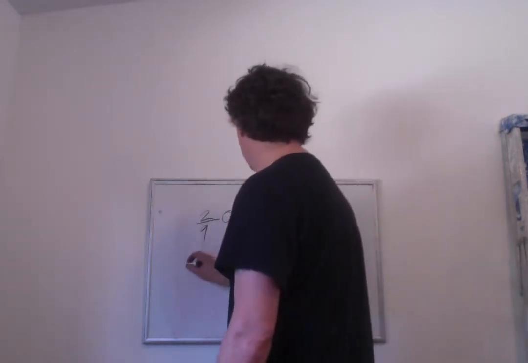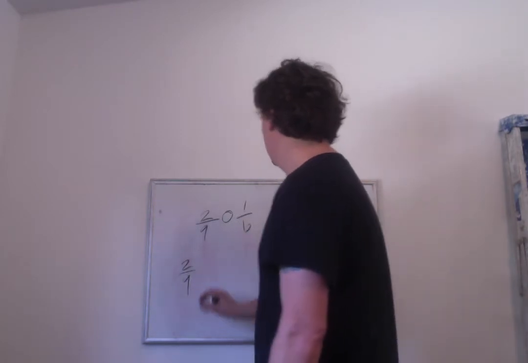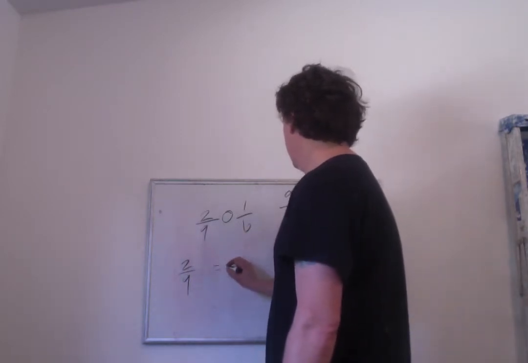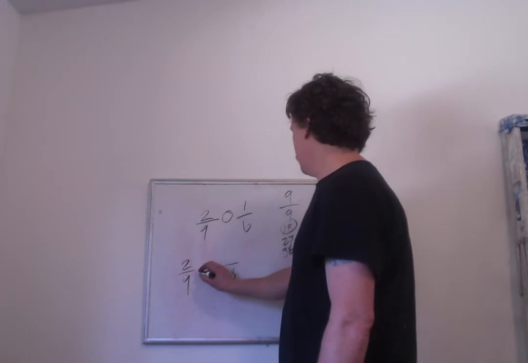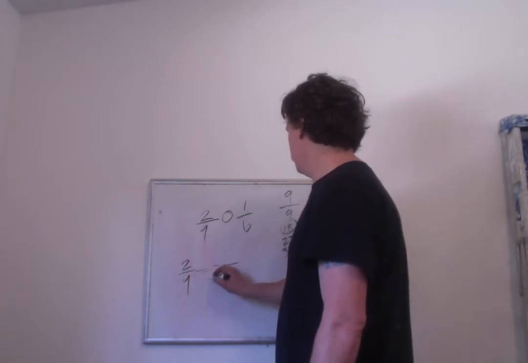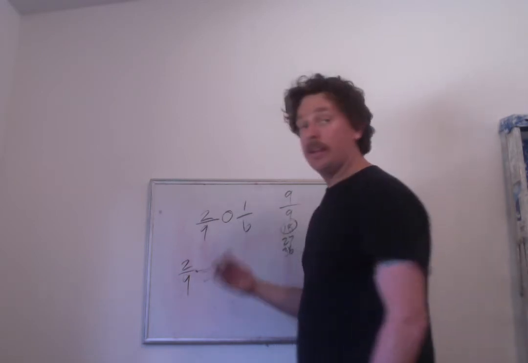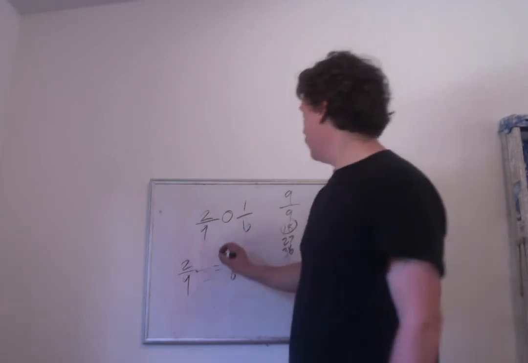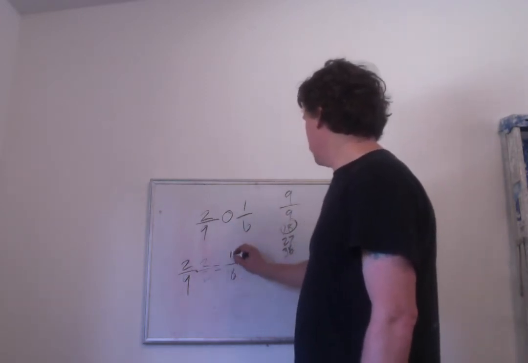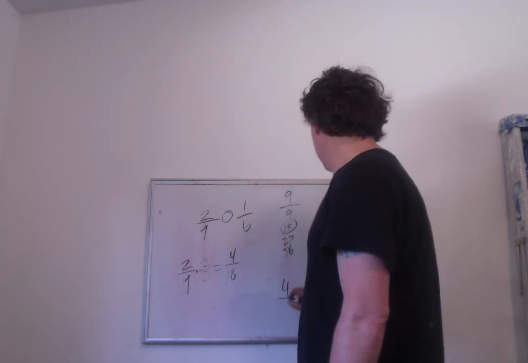So to get from 2 ninths to a denominator of 18, we multiply 9 by 2. And anything we do to the denominator, we must do to the numerator, so multiply 2 by 2 as well. We have 4 eighteenths. So that is our new first fraction.